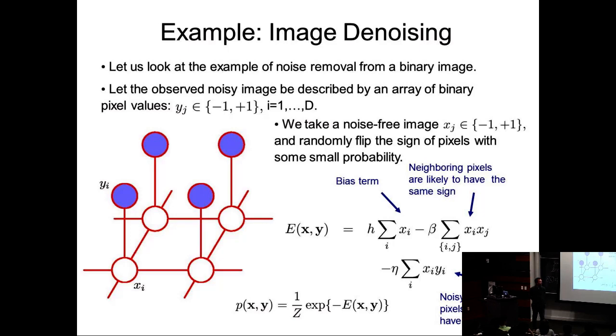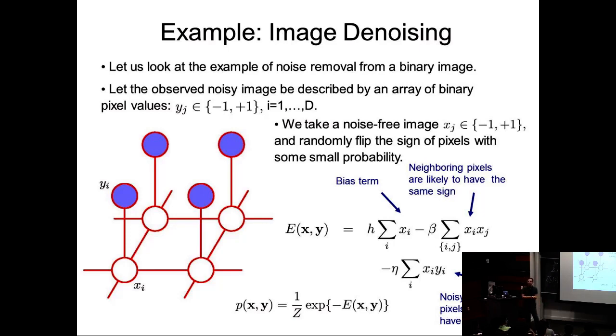And now you have these parameters, h, b, eta. These are parameters of the energy function, and depending on the choice of these different parameters, you can set them. If you set b to be high, then you're basically saying, no, I really want my neighboring pixels to have the same value. I'm quite confident about it. Or if your eta is high, you're basically saying, no, I really want to copy my noisy image to the real image.